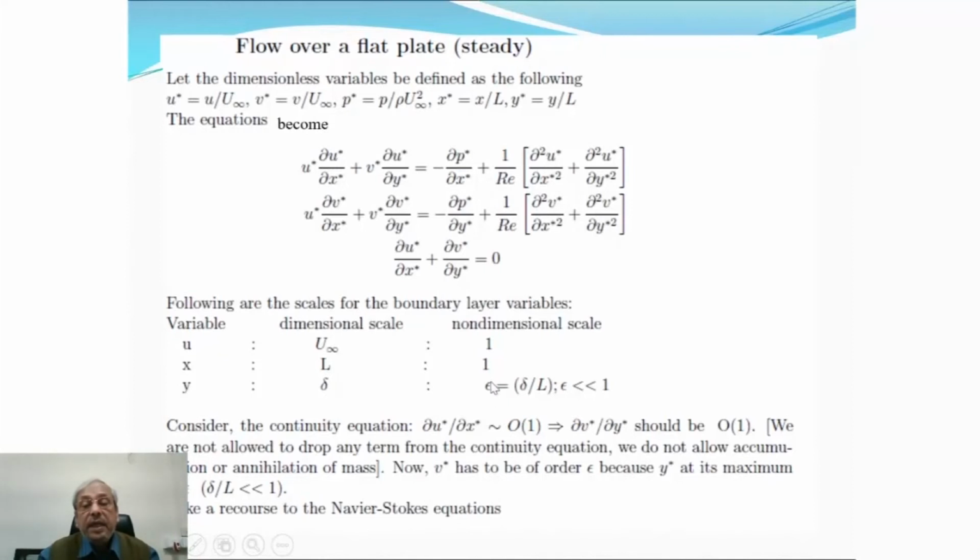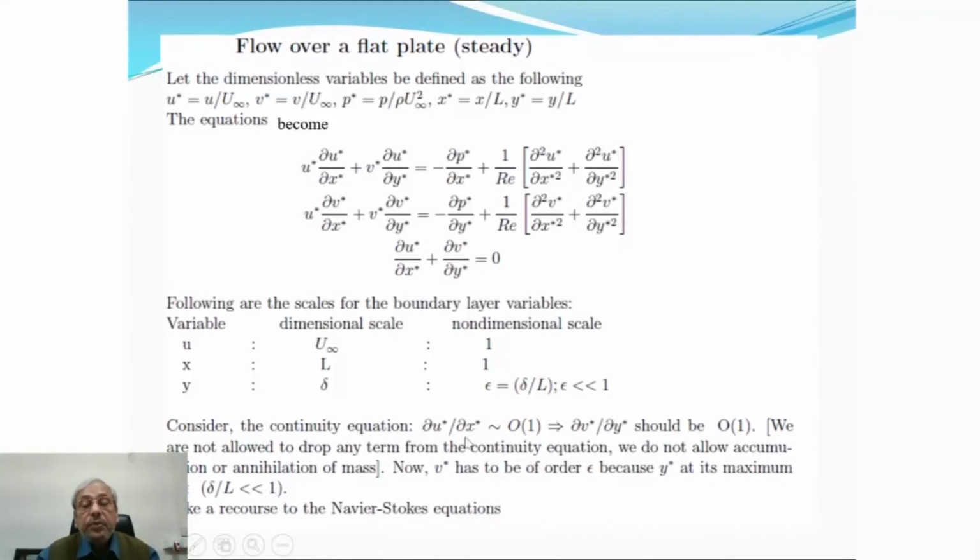And this delta, if we non-dimensionalize it with respect to L, we can call this epsilon. And obviously, our basic assumption, the assumption of Professor Prandtl, was that this viscous layer is very, very small. So how small? Epsilon is much, much less than 1. So consider the continuity equation. Now in the continuity equation, we can see this is then of the order of 1.